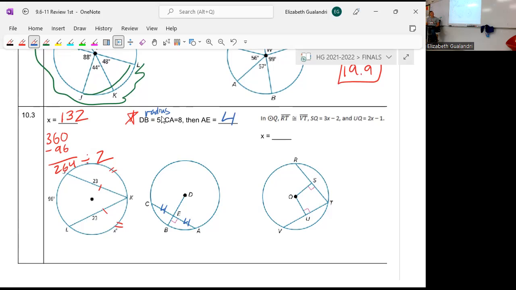If you were asked to solve for DE, for instance, make sure you remember that there is a radius that I can draw in right there, and I can fill it in with this 5. I'm just giving you extra little hints there, but that's what you could potentially do.